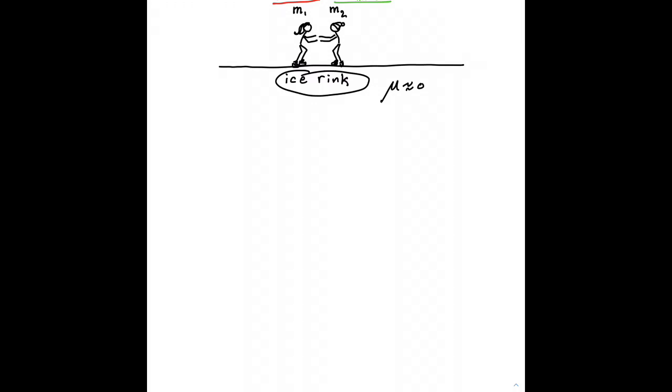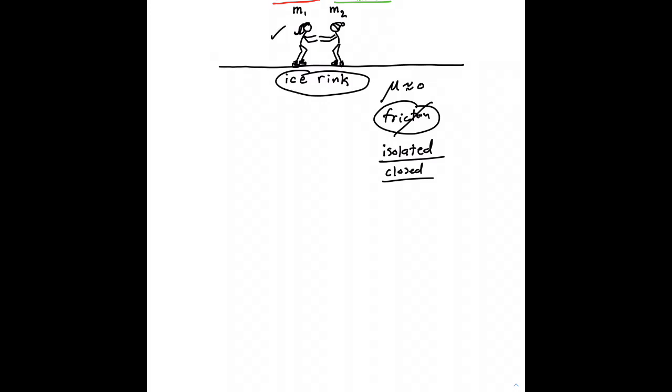So if friction isn't present, then there are no external forces acting on the system, and that describes what we call an isolated system. Momentum is conserved for isolated systems. The system also has to be closed. A closed system is just one in which all of the mass has been accounted for.